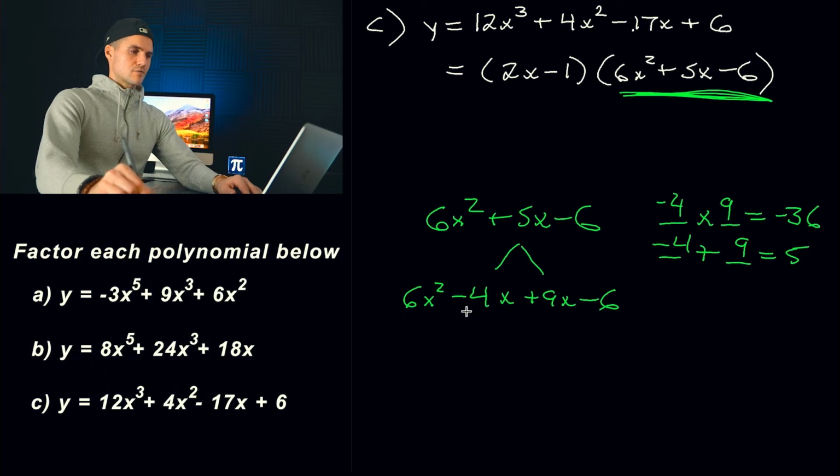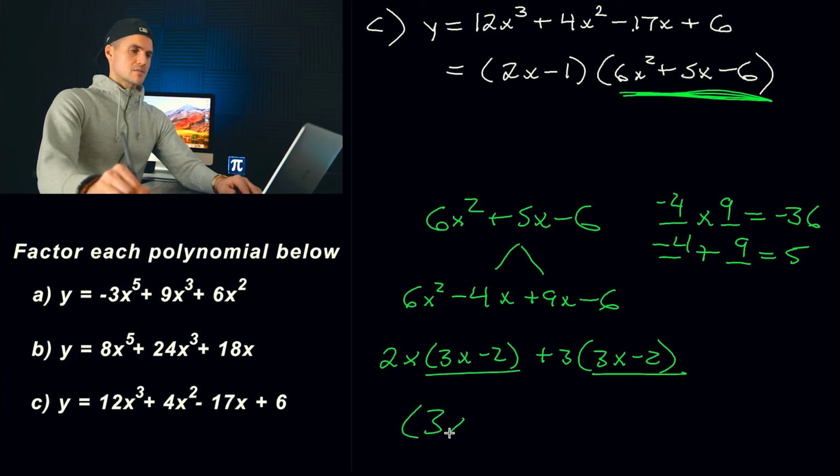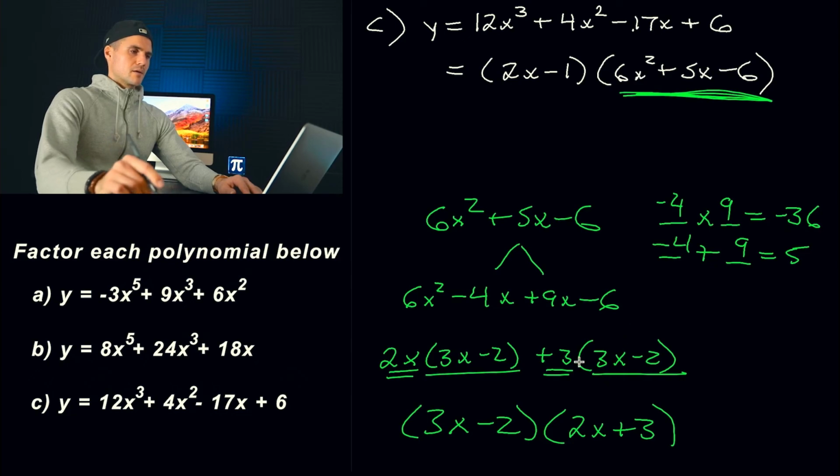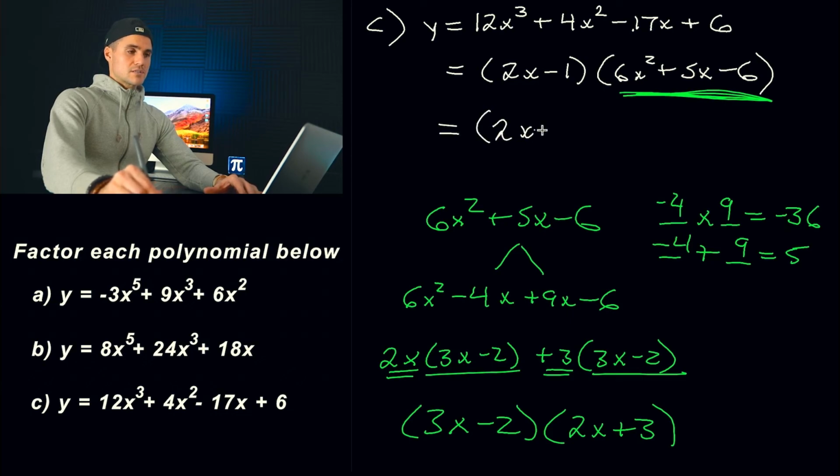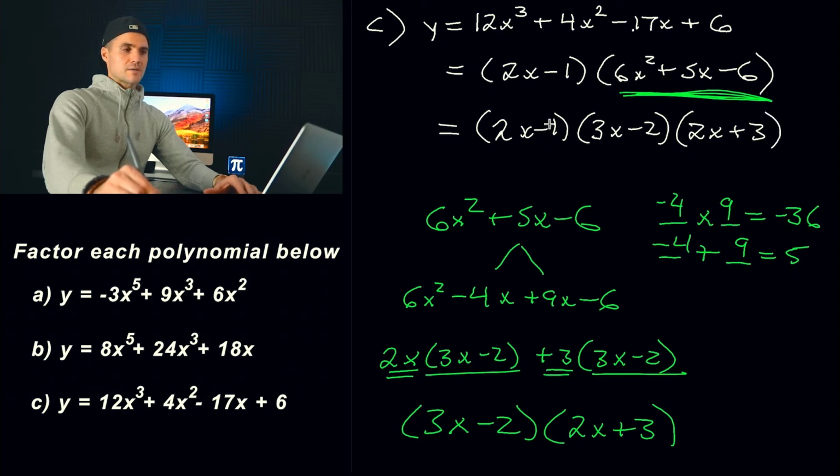We could take out from these two a 2x, so we'd be left with what? 3x minus 2. From these, we could take out a 3, 3x minus 2, and then we could take out a 3x minus 2. And we'd be left with what? 2x plus 3, like that. Right? So those are the remaining factors. And notice that, again, none of these factors give us an x-intercept that is an integer, right? All the x-intercepts would be fractions. 1 over 2, 2 over 3, negative 3 over 2.